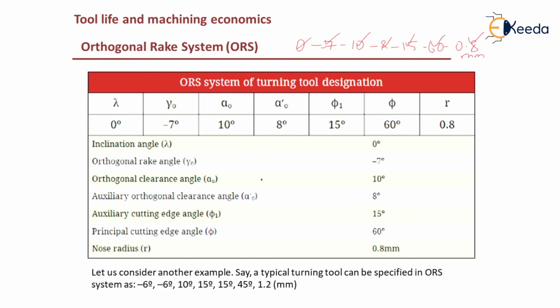If, for example, it is given as -6, -6, 10, 15, 15, 45, 1.2, you need to read it as inclination angle as -6, orthogonal rake angle as -6 degree, orthogonal clearance angle as 10 degree, auxiliary clearance angle as 15 degree, auxiliary cutting edge angle as 15 degree, principal cutting edge angle as 45, and then nose radius as 1.2 mm. So that is about the ORS system.